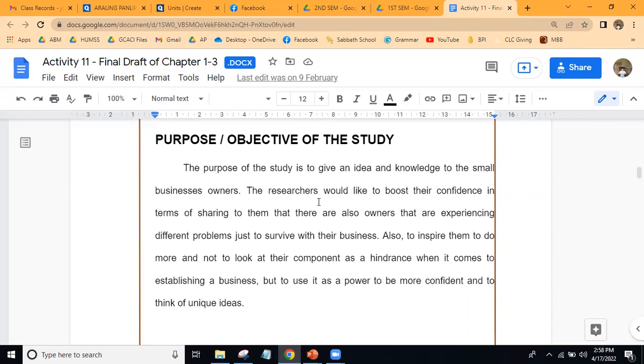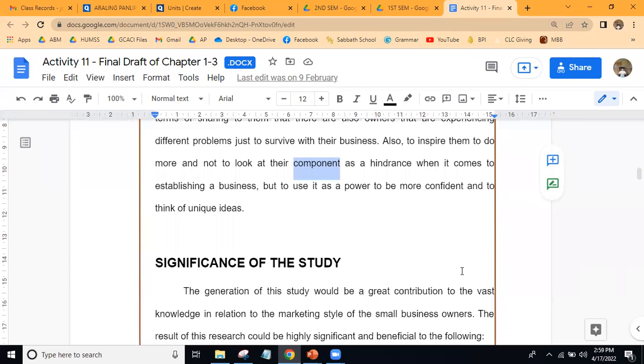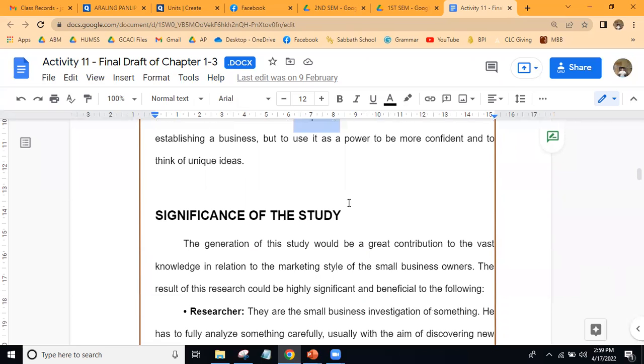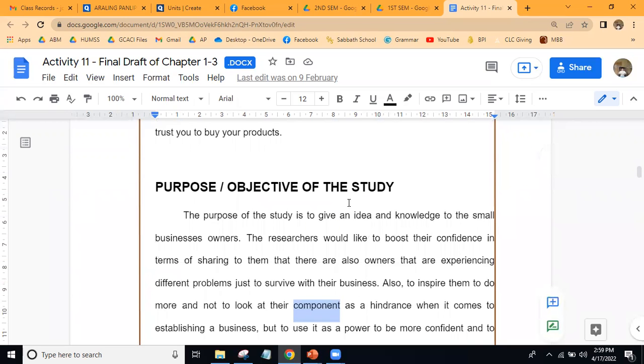Also to inspire them to do more and not to look at their competitor, of their component, as a hindrance when it comes to establishing a business, but to use it as a power to be more confident to think of unique ideas. No, just narrate your purpose.